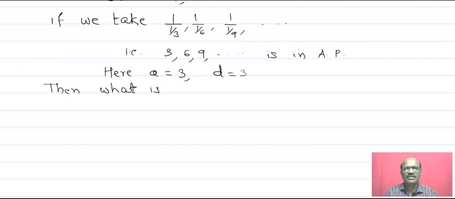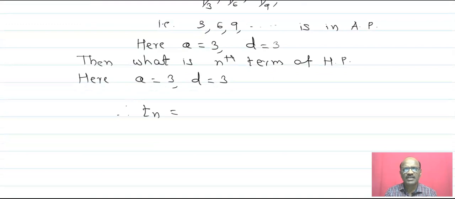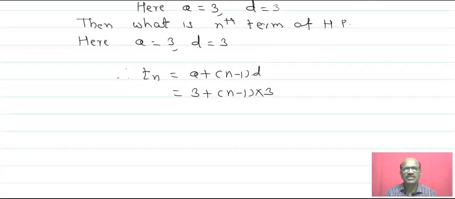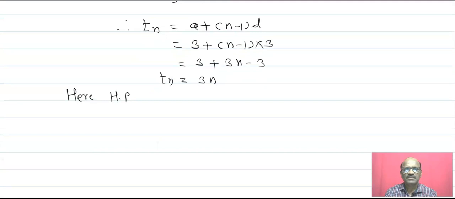Then what is the nth term of HP? It is very simple. Find the nth term of the AP and take its reciprocal. Now here A is equal to 3, D is equal to 3. Therefore Tn is equal to A plus n minus 1 into D, that is 3 plus 3n minus 3. Now plus 3 and minus 3 get cancelled, and this is the Tn which is in AP. Now we make its reciprocal for the harmonic progression, that is the nth term is 1 upon 3n. This is the nth term of the HP.